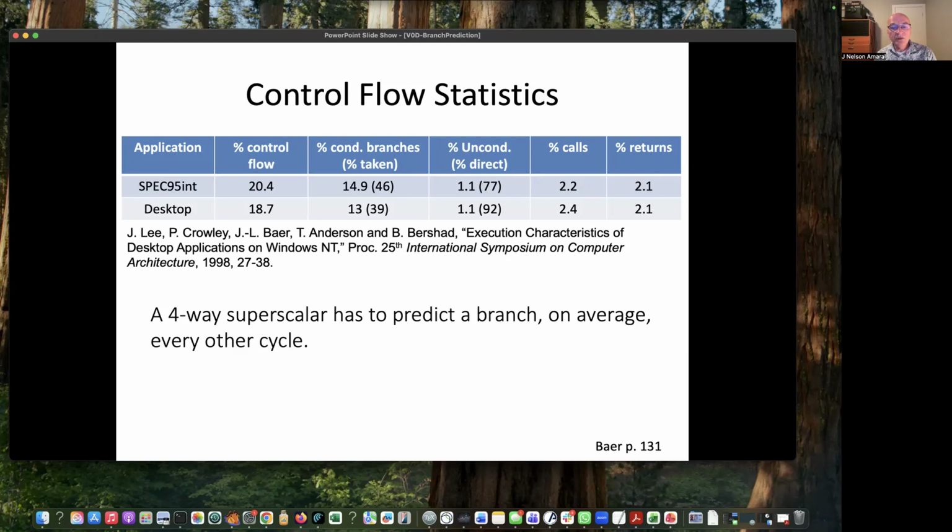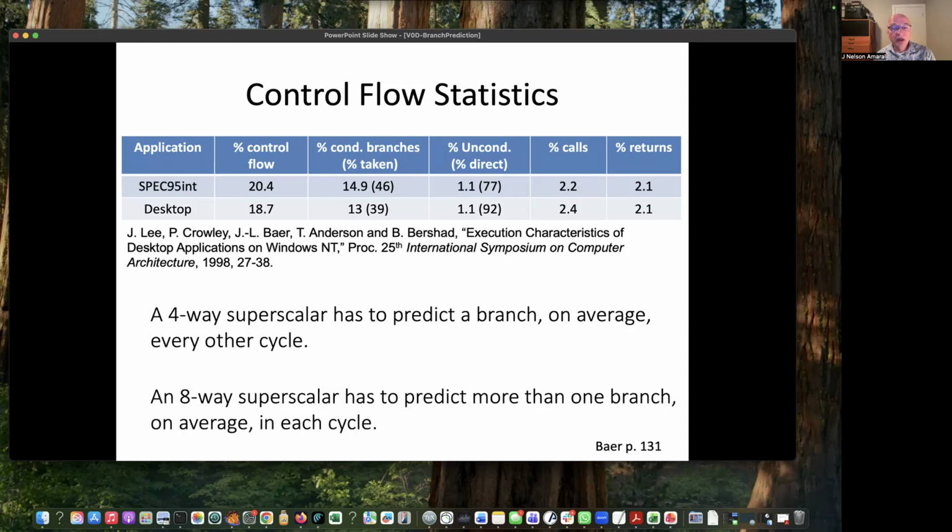So a four-way superscalar processor has to predict a branch on average every other cycle, because you're going to have a branch every 5 instructions or so. An eight-way superscalar processor will have to predict more than one branch on average in each cycle of execution.